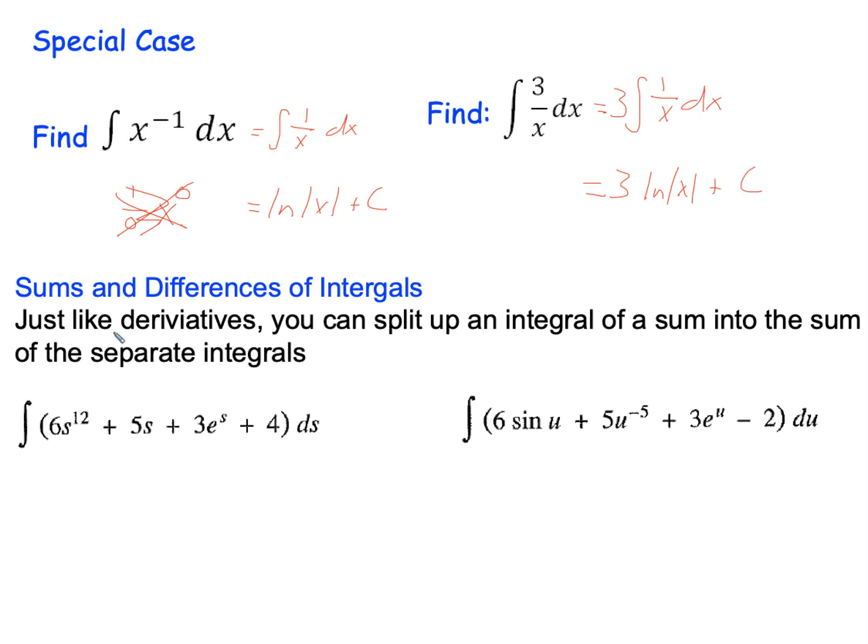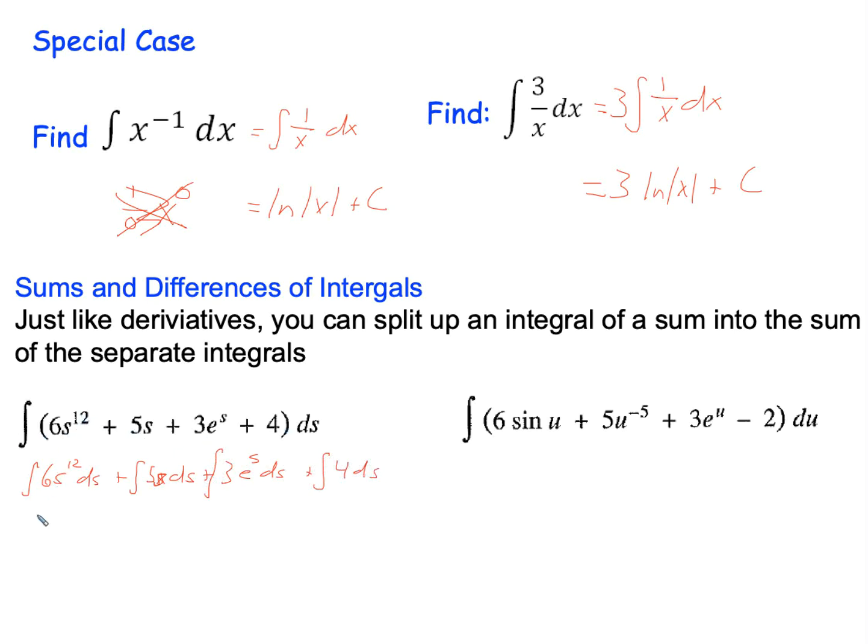And the last thing I want to mention, just like derivatives, you can split up an integral of a sum into the sum of the separate integrals. So when we want to take the integral of a long sum here, we just do the integral of the individual parts. I'll write it out the first time here, so this is really what we're doing, the integral of 5s ds plus 3e to the s ds plus, I forgot the integral, and plus the integral of 4 ds. So really we just have to integrate each individual term.